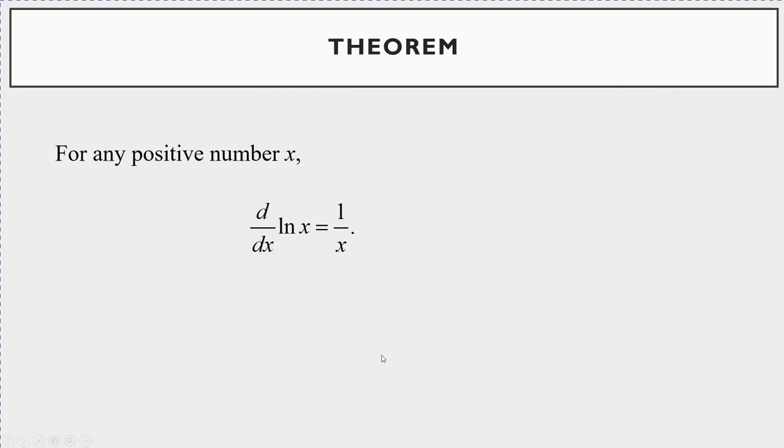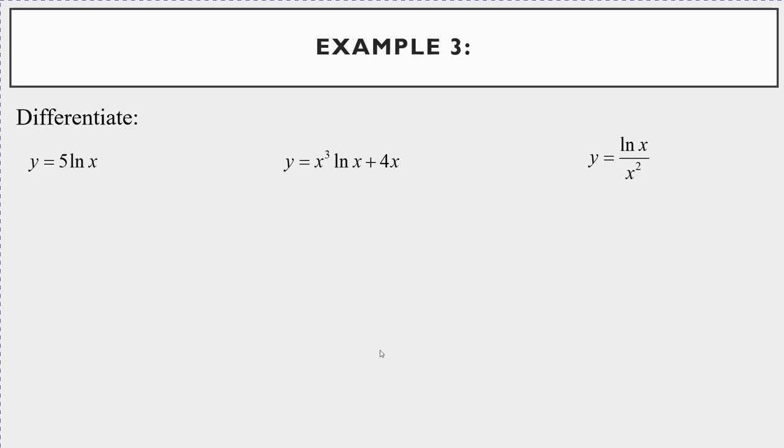Now let's get into the calculus here. So for any positive number x, if I ask you to take the derivative of the natural log of x, it's very easy. It's literally just equal to 1 over x. So whenever you see the natural log of x and you have to take the derivative, boom, it's just 1 over x. Let's do some examples.